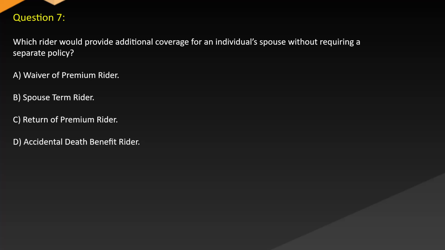Question 7. Which rider would provide additional coverage for an individual spouse without requiring a separate policy? A. Waiver of premium rider. B. Spouse term rider. C. Return of premium rider. D. Accidental death benefit rider.